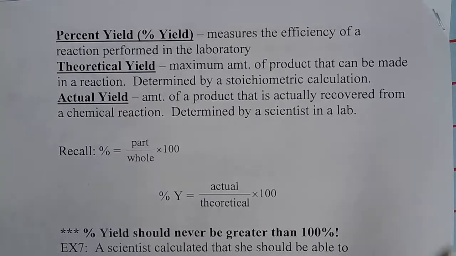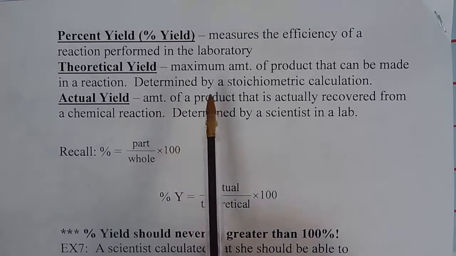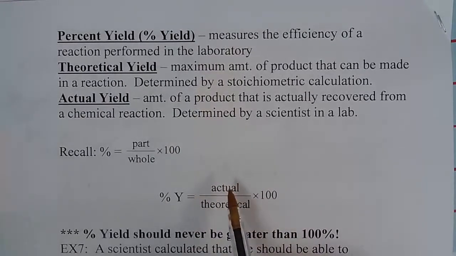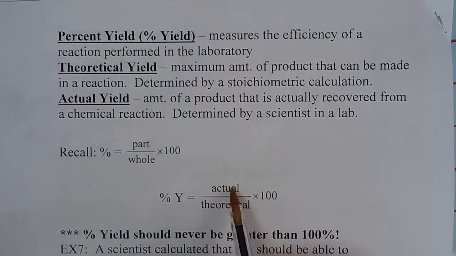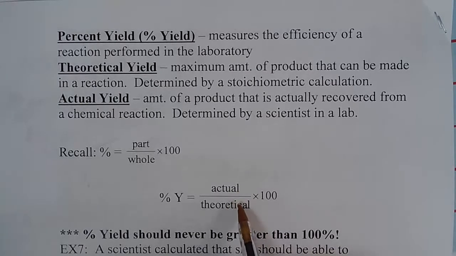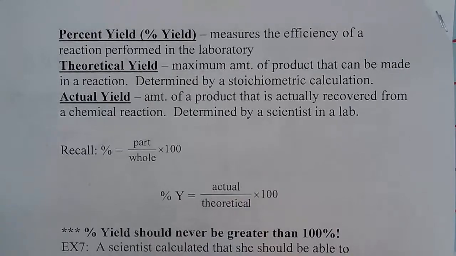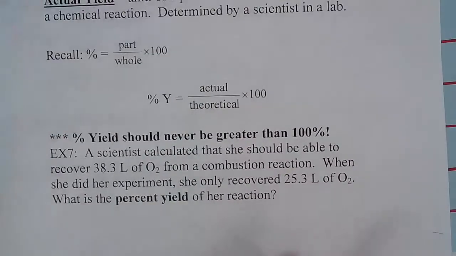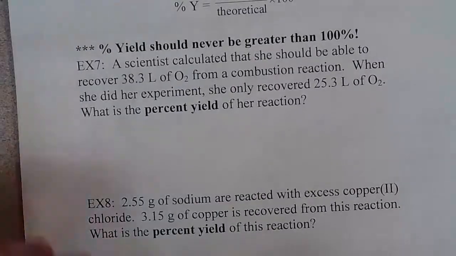Now, the way that you calculate percent yield is you divide the actual amount that you get by the amount that you were supposed to get. The actual amount is what you weigh out when you do the lab, and the theoretical amount is the amount that you use stoichiometry to calculate to determine how much you should make, and then multiply it times 100. All right, here's a couple of examples.